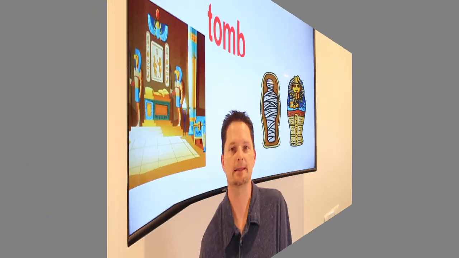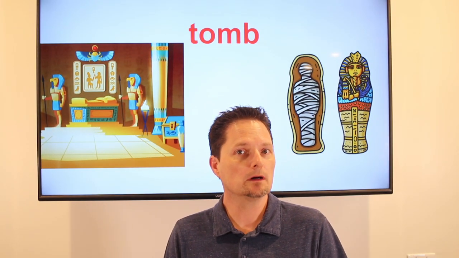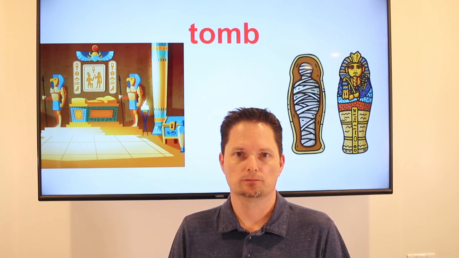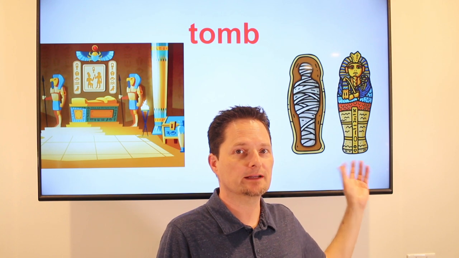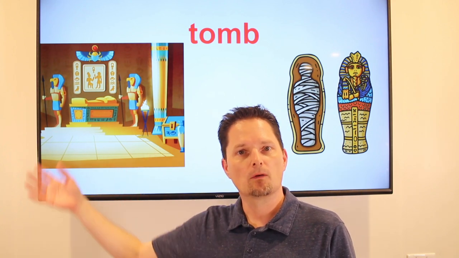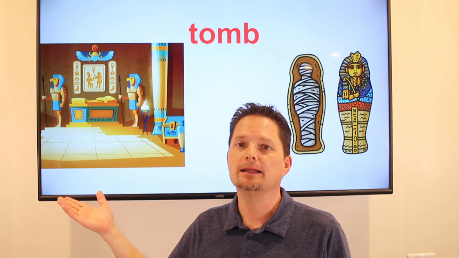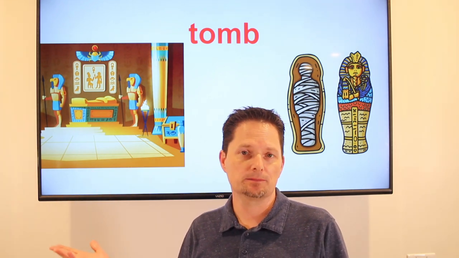Very good. Example, tomb. Remember, no B, no tomb, just tomb. The mummy is in the sarcophagus. And the sarcophagus is in the tomb. The tomb is the place where they put the mummy. And it's usually under the pyramids. In Egypt, they have many tombs.